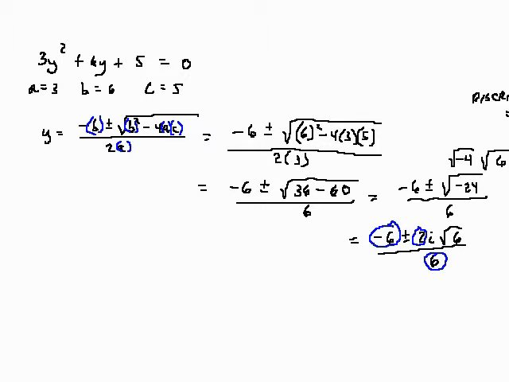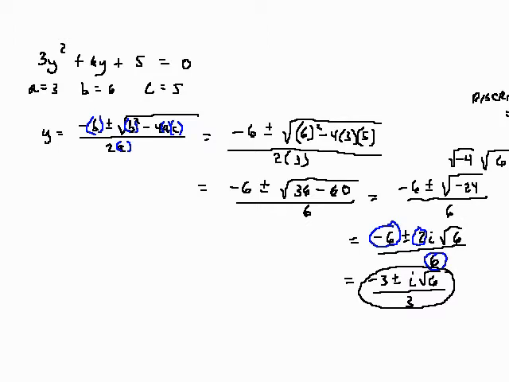Okay, now what common number is it? I think everyone sees 2 as a common number. So if we chop a 2 out of each item, we're going to get negative 3 to reduce it, plus or minus 1i times the square root of 6 all over 3. And these are called complex solutions.